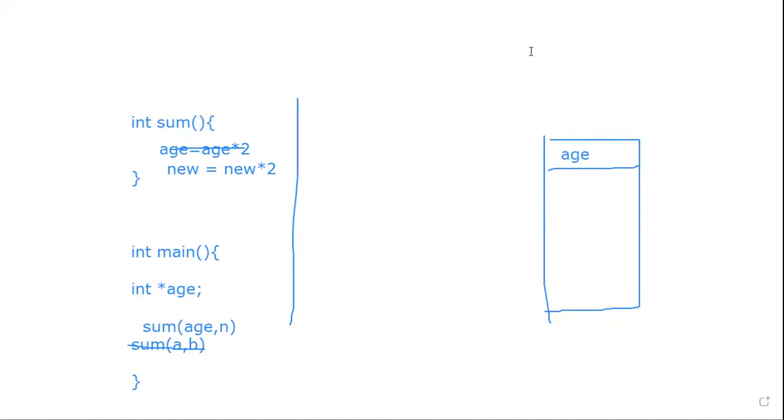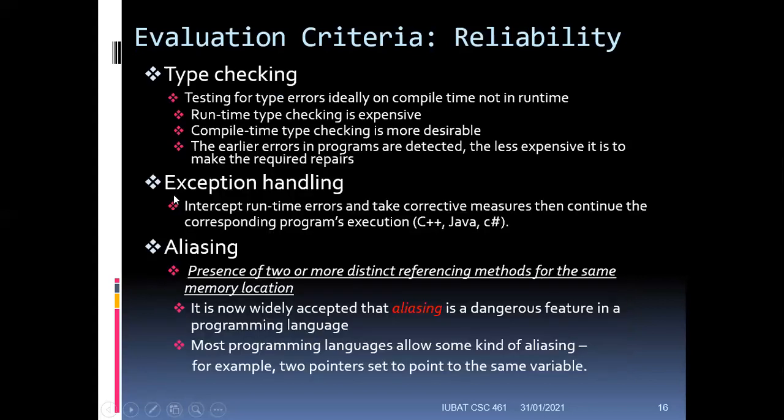So whenever you have a variable with multiple pointers or variables pointing to the same memory location, try to use the same name. That will be easier for the developer to understand, and it will help you not make any mistakes. So that is the first thing. And secondly, there can be another type of aliasing that most programming languages allow. For example, two pointers can be set to point to the same variable. So pointer A, pointer B, both are actually pointing to the variable A.